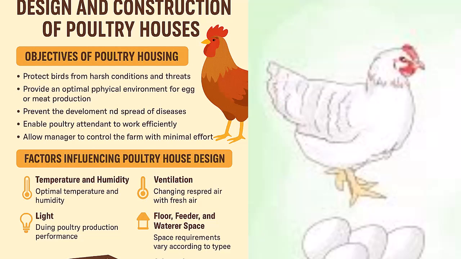Construction materials and components. Roofing: galvanized steel, aluminum, asbestos sheet. Framing: wood and steel. Walls: common materials are bricks and concrete blocks. Floor: concrete, granite slabs. Curtains: plastic, canvas, automatic rolling.